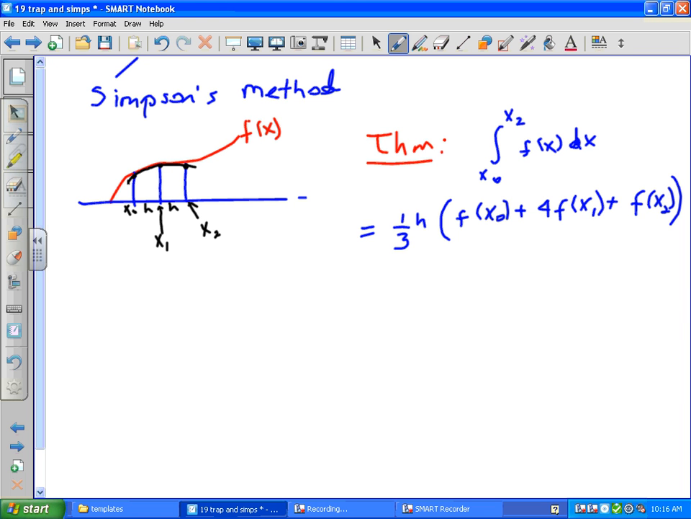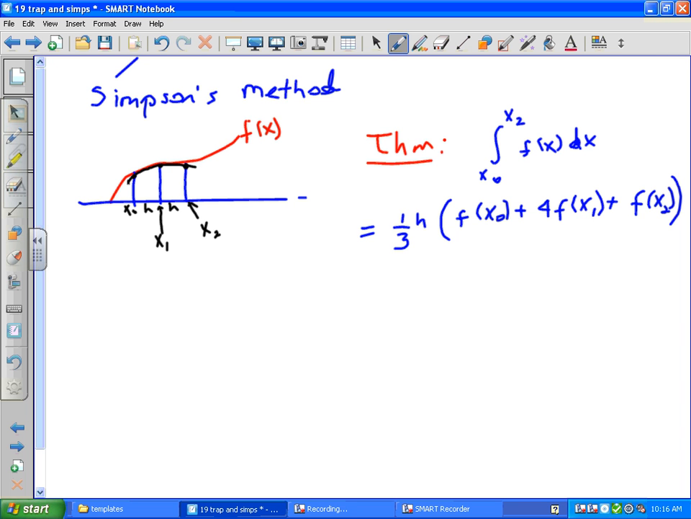We're going to get to the formula you have on your sheets, but this one says that if you have a situation like this, where you are trying to find the area under a parabolic segment, it's 1/3 times h times f of x sub 0 plus 4 times the middle height plus 1 times the last height.